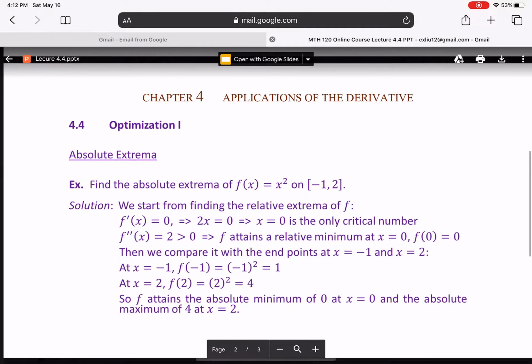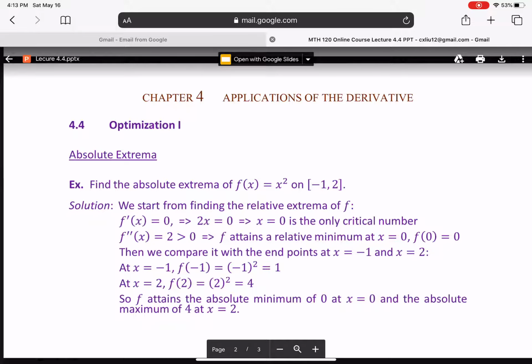So let's just do a simple example to start. We want to find the absolute extrema of the function f equals x squared on the closed interval from -1 to 2. When you try to find the absolute extrema, you need to do two steps. Step 1, find the relative extrema. Step 2, compare the relative extrema with the endpoints, because the endpoints are not considered in the first step, and they can appear as absolute extrema.